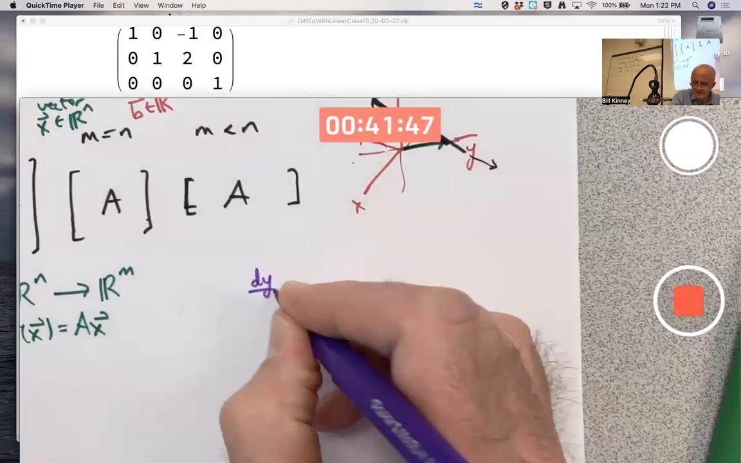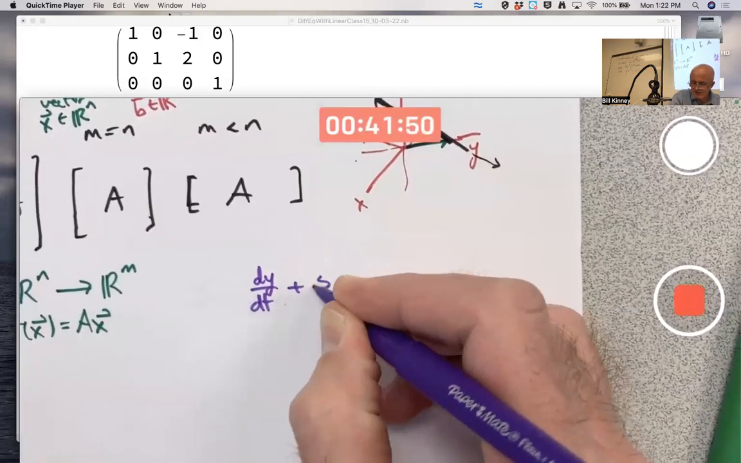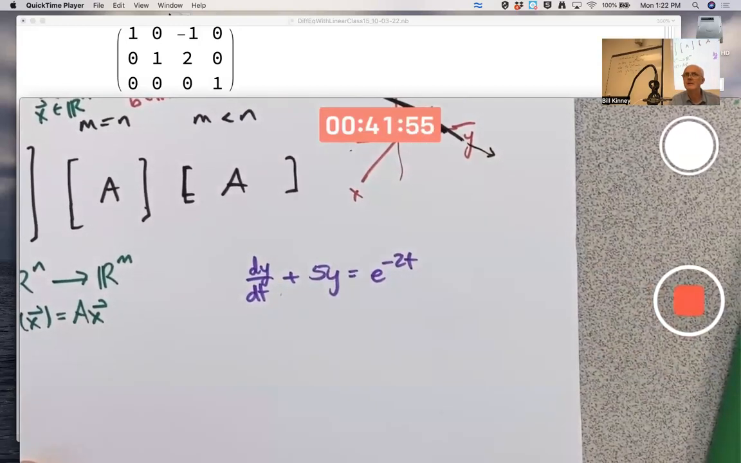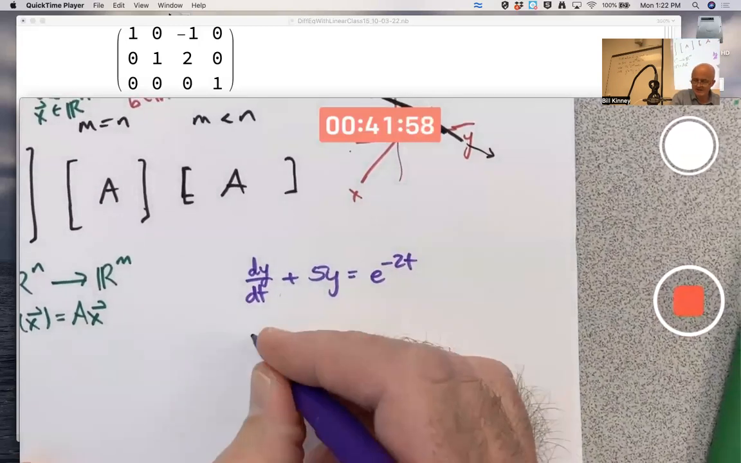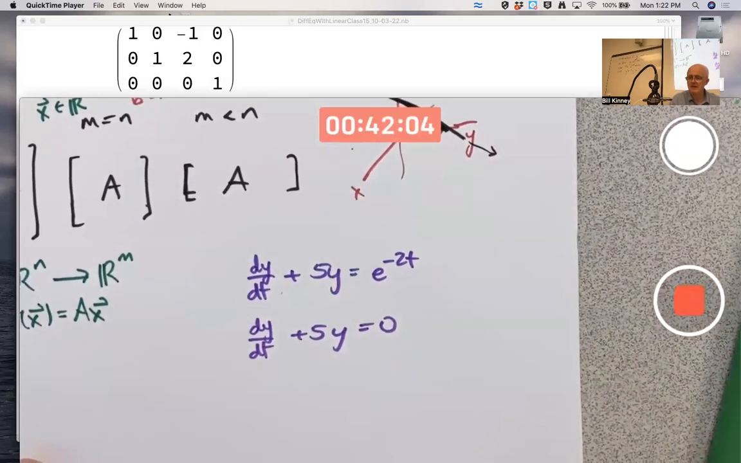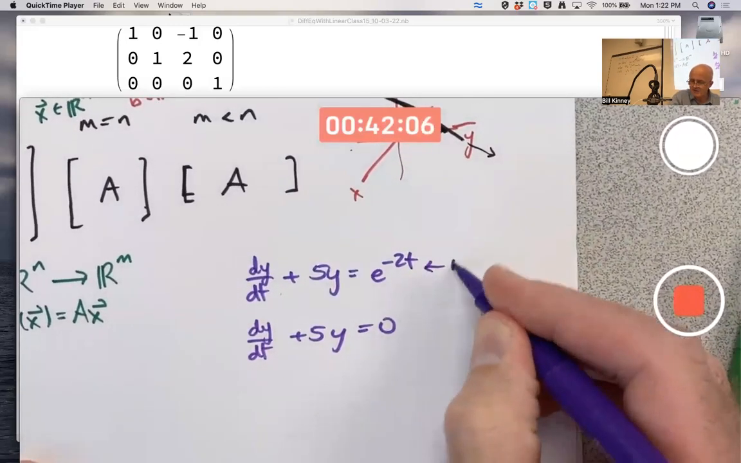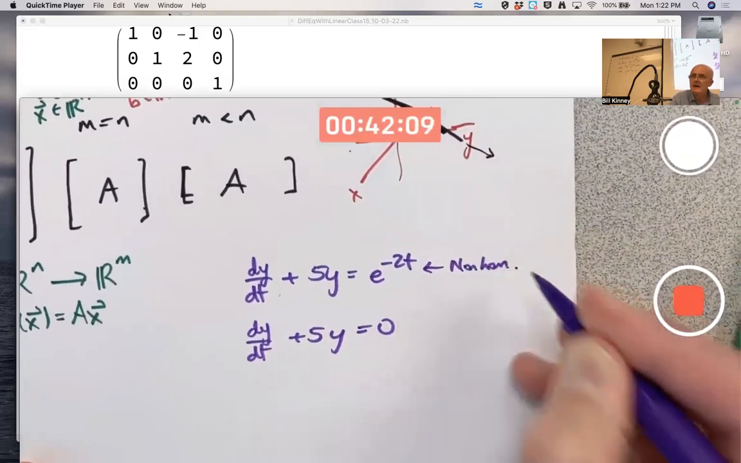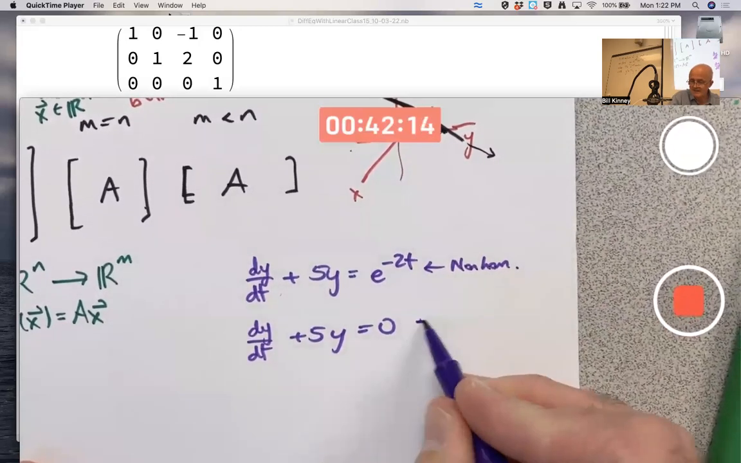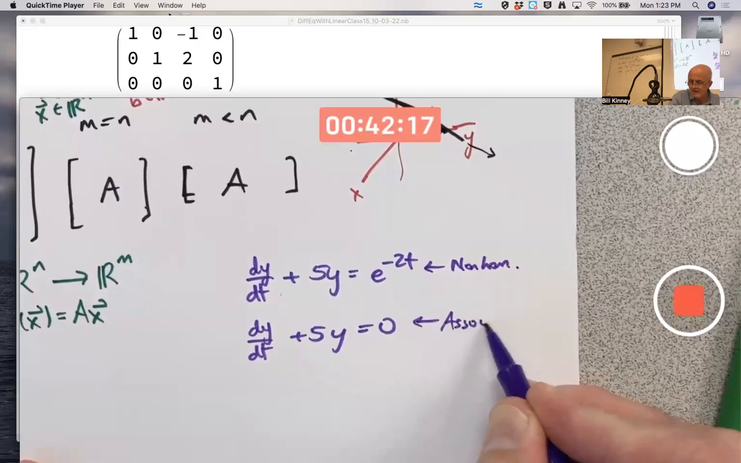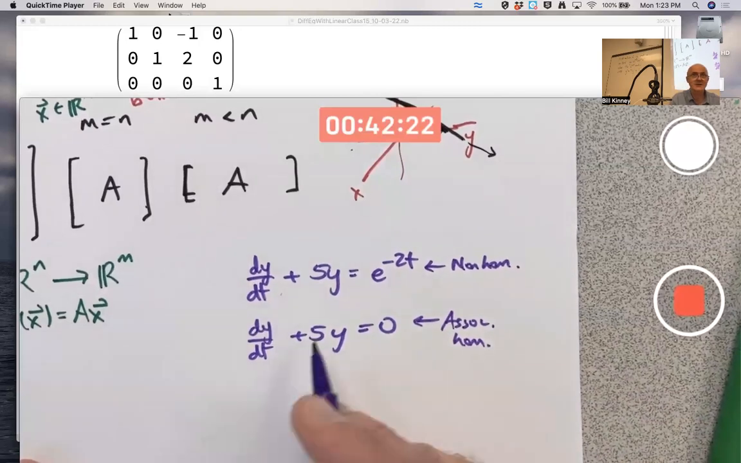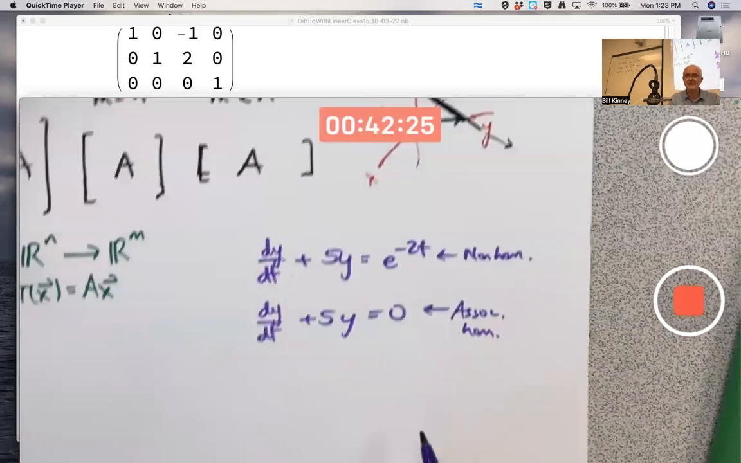Say you have dy/dt plus 5y equals e to the negative 2t or something. The corresponding homogeneous equation is make that right-hand side 0. This is your original equation, non-homogeneous. That's the equation you want to solve. To solve it, you consider the associated homogeneous equation. Because it's easier to solve, for one thing.